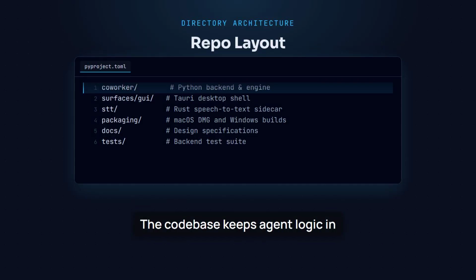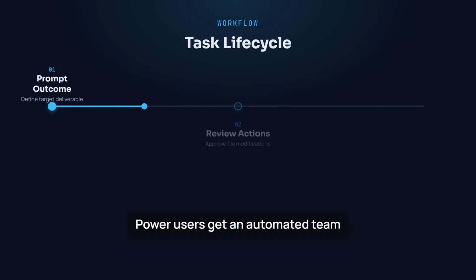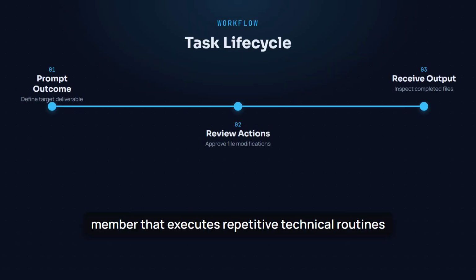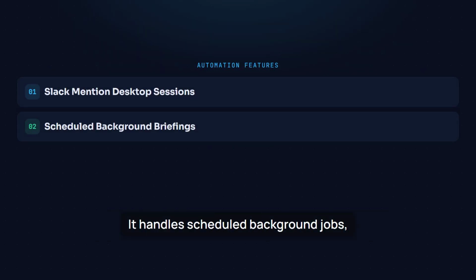The codebase keeps agent logic in Python while offloading audio transcription to Rust sidecars. Windows desktop builds are currently unsigned in beta, causing initial SmartScreen security prompts. Power users get an automated team member that executes repetitive technical routines safely. It handles scheduled background jobs, Slack mentions, and multi-step file manipulation entirely on-device.